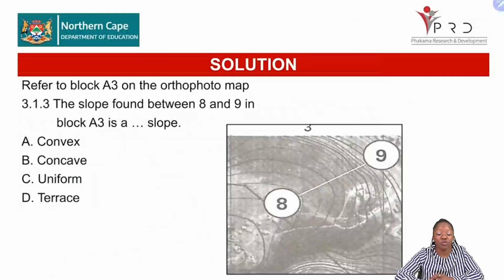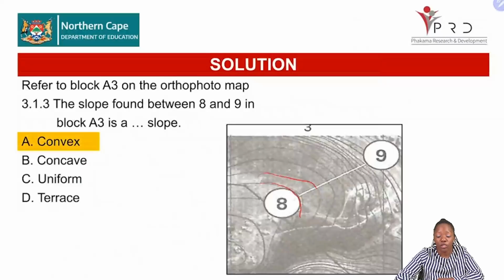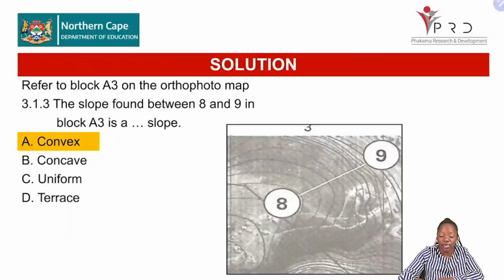Looking at our solution, the slope found at number 8 as well as 9 in block A3 is a convex. So why a convex? We are looking at the shape of the contour lines. They are gentle at the beginning and then closer at the end, and we are also looking at the upper shape. So therefore, it becomes a convex. You identify using your contour lines. If it were a concave slope, the contour lines would be closer at the bottom, and be gentle on the upper slope.